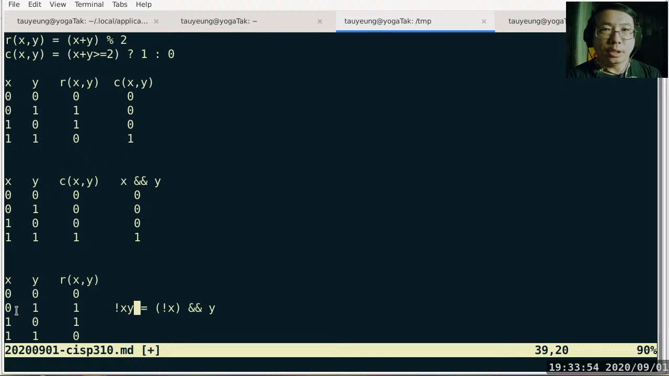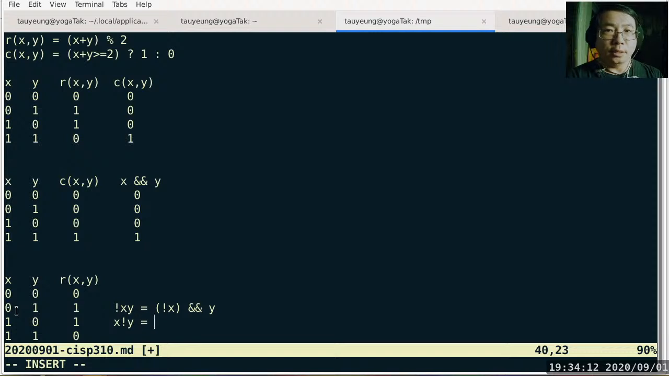Okay, that's all good. What about the next one? The next one has x being true and y being false, but I want to come up with an expression that is true, but only for this row. Okay, it will be false for any other row. Okay, so we say, well, we can do something like this.